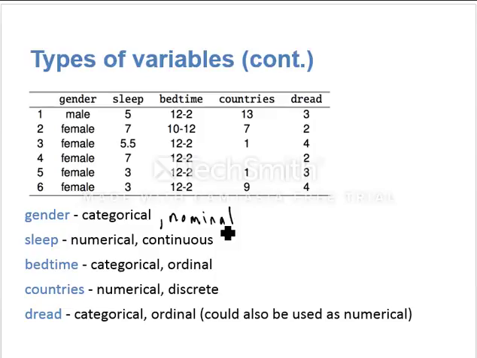Finally, let's go to the countries variable. This is going to be numerical, and it's counting how many countries they have visited, and so this would be discrete. It's a countable set. Well, there would be an upper bound to this, but we wouldn't necessarily assume we knew what the upper bound was. Finally, dread would be categorical, and we would call that more specifically ordinal because the levels of dread range anywhere from 1 up to 5.